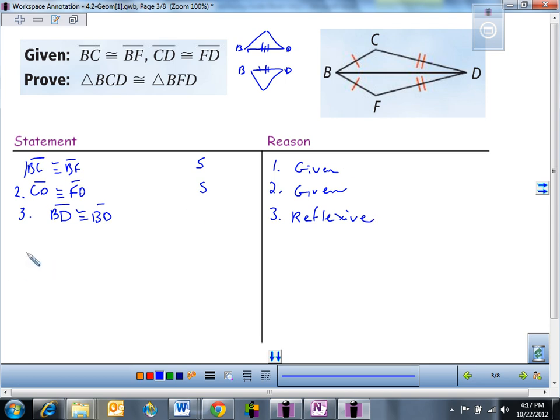So now we have all 3 sides mentioned in our proof, so we are complete. Triangle BCD is congruent to triangle BFD. And our reasoning now is SSS, is all you have to write down. Once we get all three sides congruent to each other by the SSS theorem, those two triangles have to match. So now we know that corresponding angles are congruent also, F to C and then those little angles.